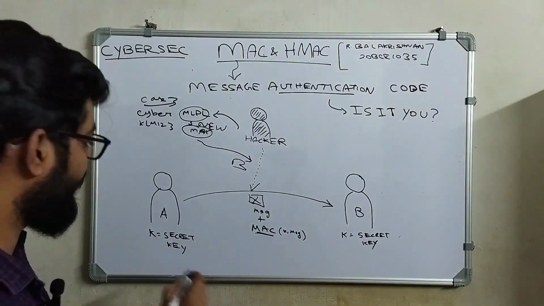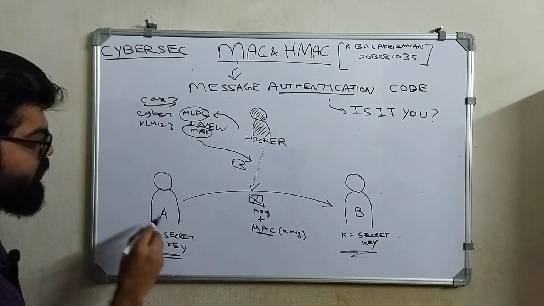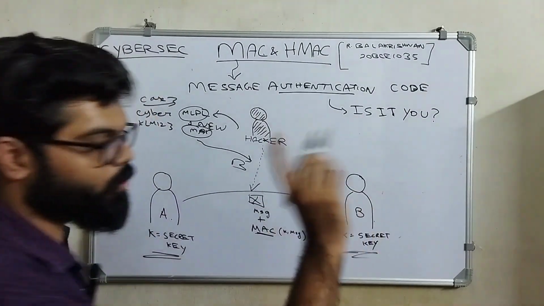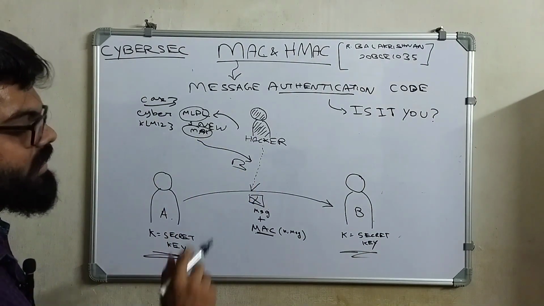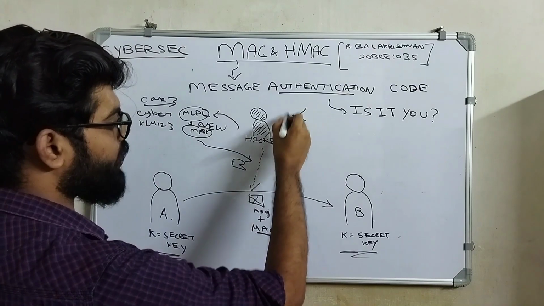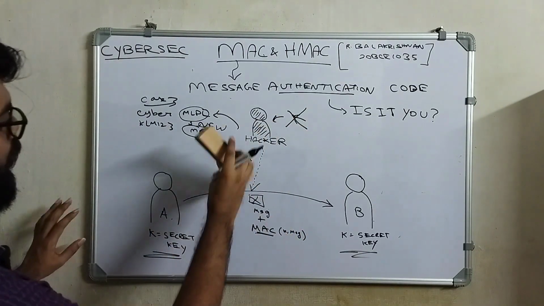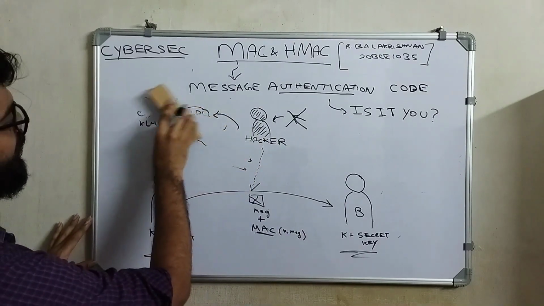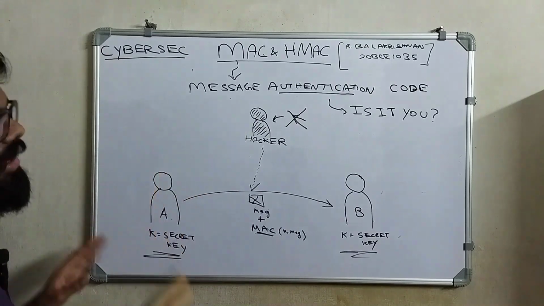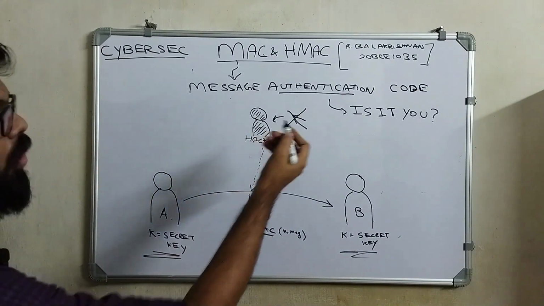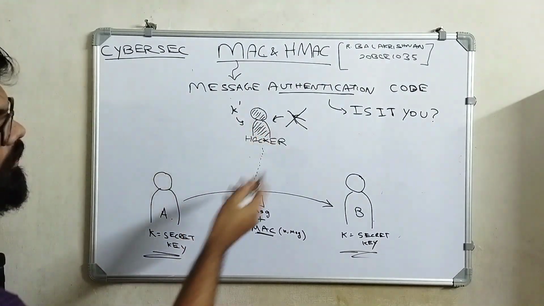No, that is where the secret key helps us. The secret key is known only to A and B. It is not at all known to the hacker. The secret key K is not available to the hacker, and that is the biggest plus point for us, because of which the hacker cannot hack it. He cannot find the correct MAC value. He will find some MAC value of his own by putting in his own secret key, maybe K dash, which would be the secret key with him.